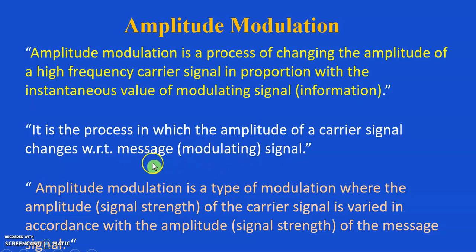Also, we have many other definitions. Amplitude modulation is a type of modulation where the amplitude, the signal strength of the carrier signal, is varied in accordance with the amplitude of the message signal.